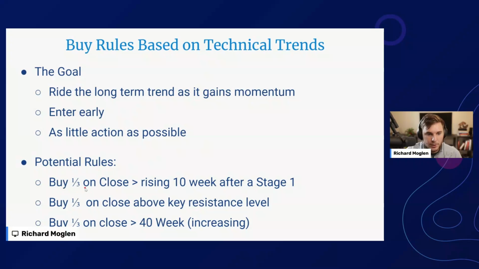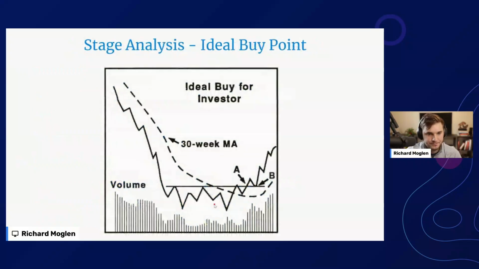You can buy 1/3 of your position on a close above a rising 10-week after the stock is in a stage 1. Then you can buy 1/3 on a close above that key resistance level, which is basically the top of the consolidation period. And then you can buy your last 1/3 on a close above a rising 40-week moving average. So pretty much the converse of when a stock is entering a stage 4 and we want to sell. Here, the stock is entering a stage 2 and we want to basically accumulate and buy.